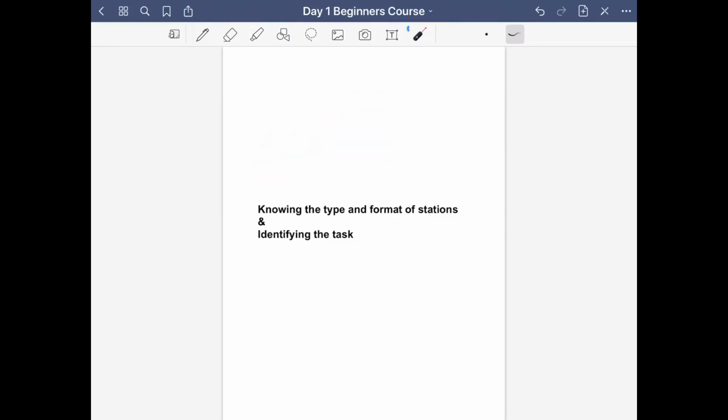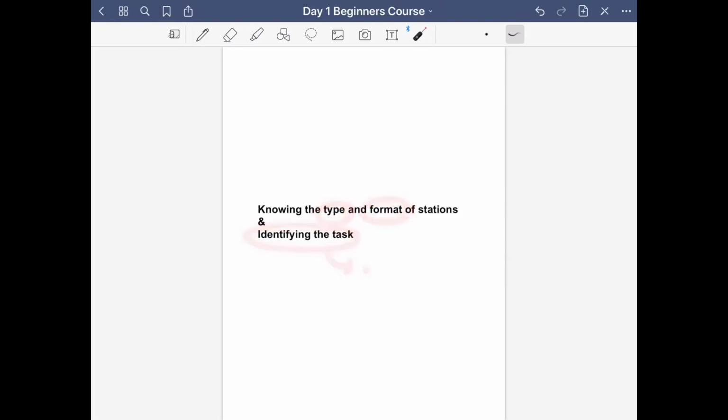Now the third chapter is about knowing the type and format of the stations. It is very important. Dear friends, there are 6 different categories of PLAB 2 stations, and you have to know what the type and format are. You should also identify this from outside the cubicle.